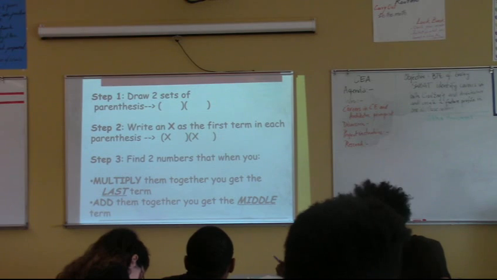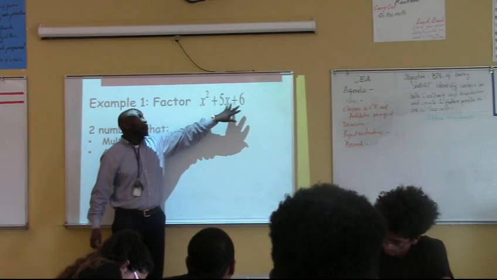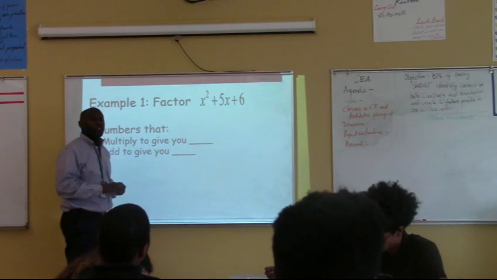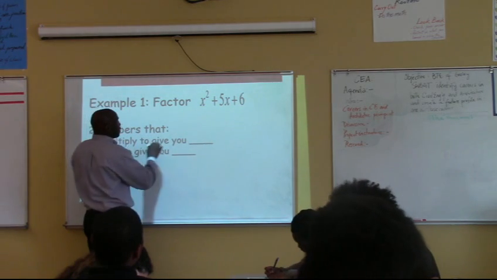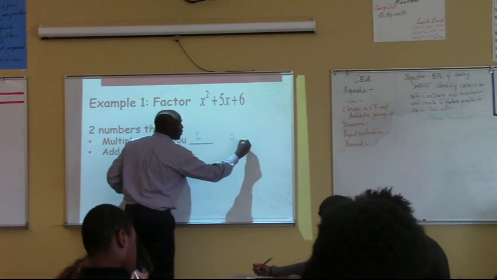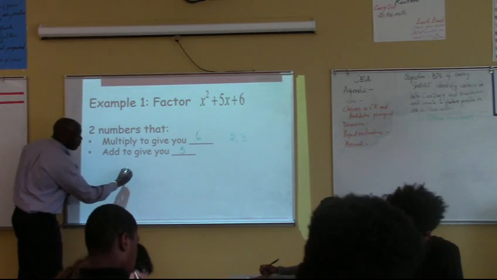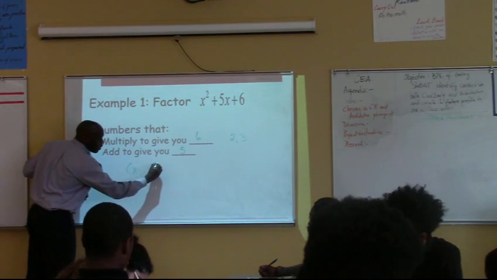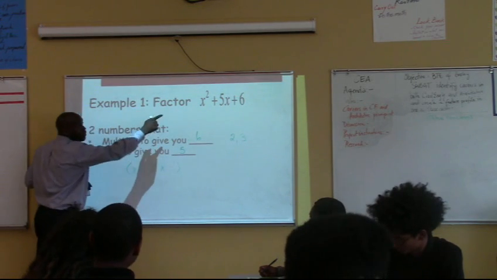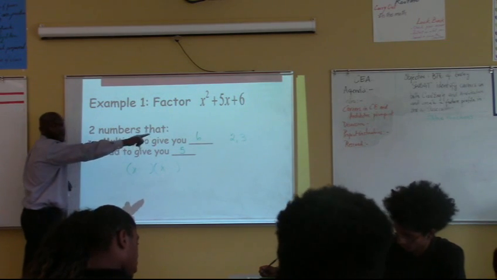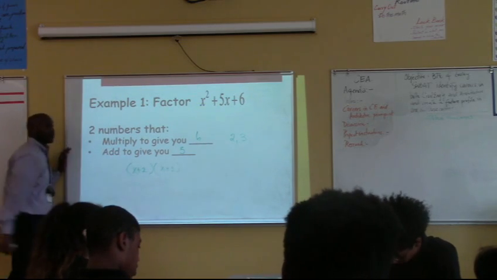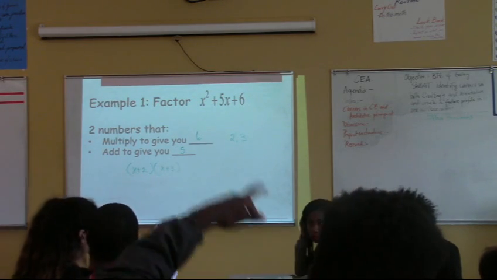You figured out number 1? Yeah. To get 6 when we multiply, but when we add together, we get 5. 2 and 3. So multiply to get 6, add together to get 5. So our two numbers are 2 and 3. So when we factor, it's positive 2 and positive 3. So we're going to put plus 2, plus 3. And that's our solution.